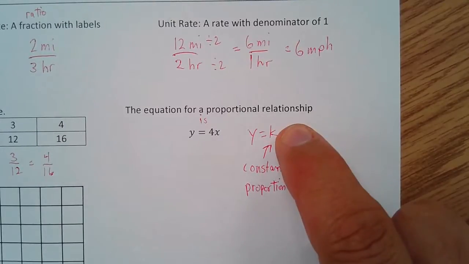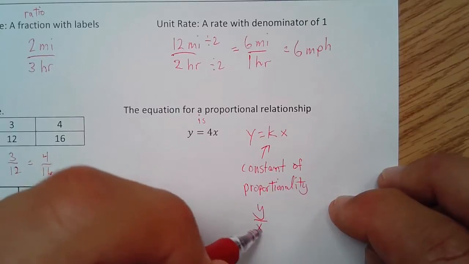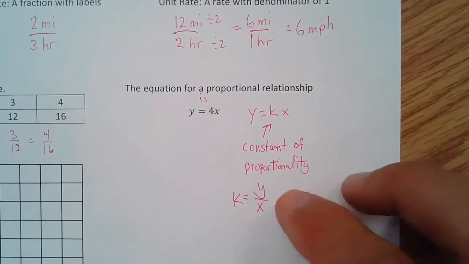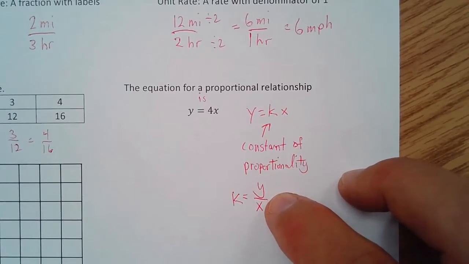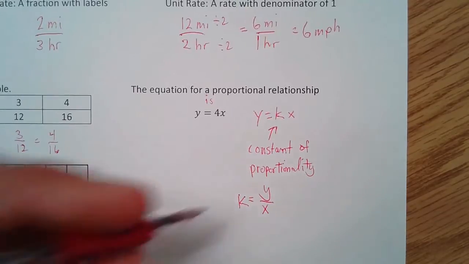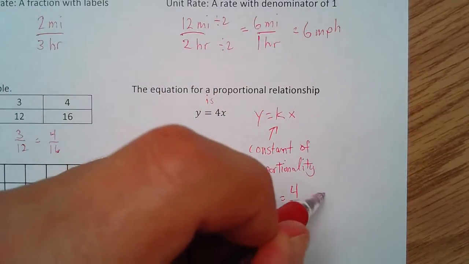So to get that constant of proportionality, you have to take a y value and divide it by the x value. So the k, the constant of proportionality, is the y value divided by its corresponding x value. So I take a y value like, I could do it right here. Super easy. The y value 4 divided by 1. And 4 divided by 1 is 4.